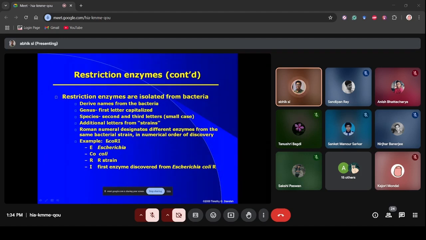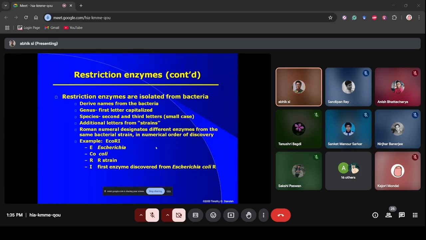This EcoR can produce more than one type of enzyme. To distinguish them from one another, since all are produced from the same strain EcoR, they are designated with Roman numerals 1, 2, 3, 4 as per their discovery. So one was discovered first, and then later 2, 3, 4, 5. So there are EcoRI, EcoRII, EcoRIII, even EcoRV, as per their discovery.